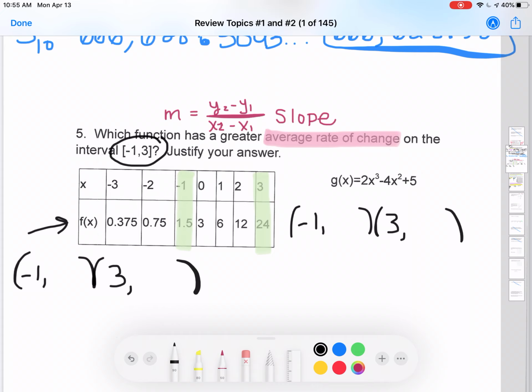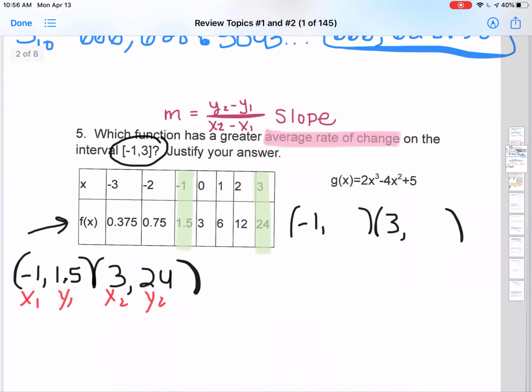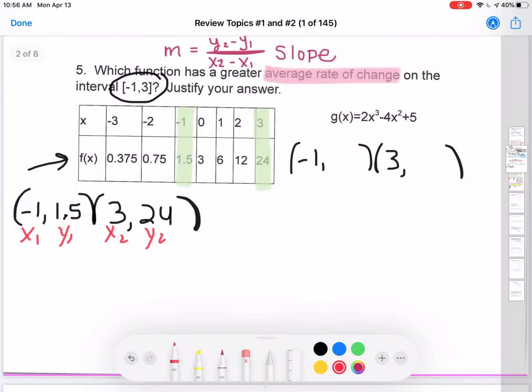Now for the f function, it's right there in the chart. So -1's partner is 1.5 and 3's partner is 24. And then we'll just do our slope formula. I always find it helpful to label. Got a little more room.